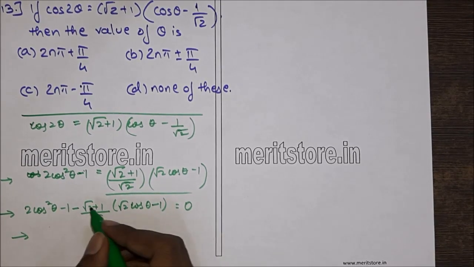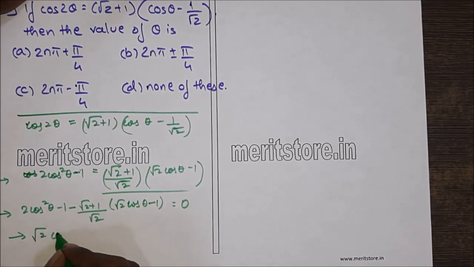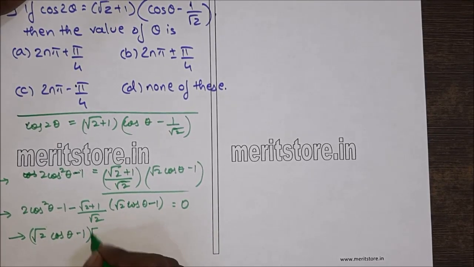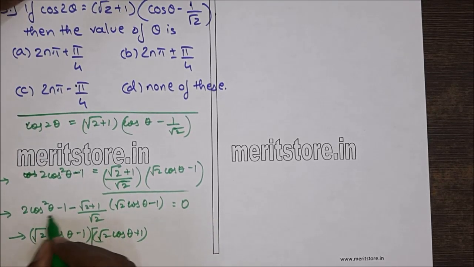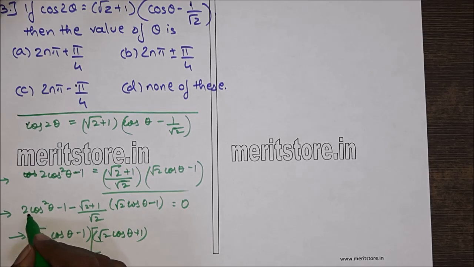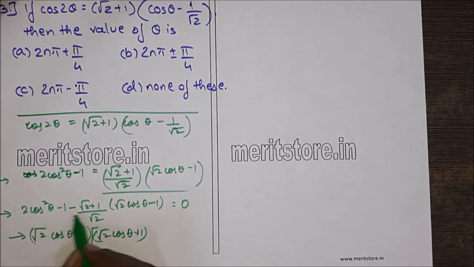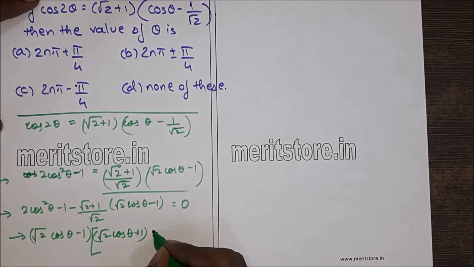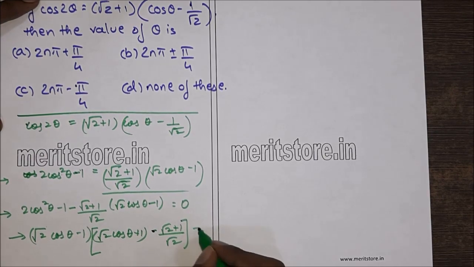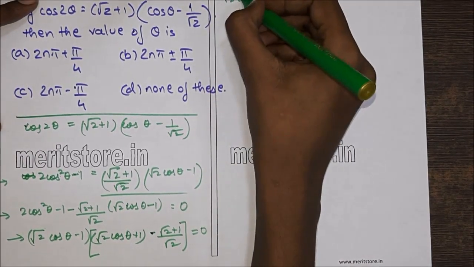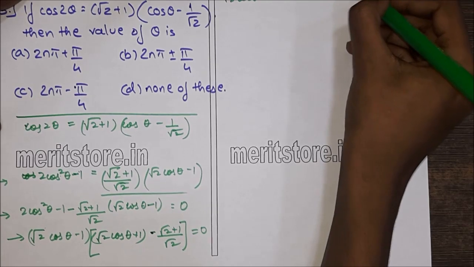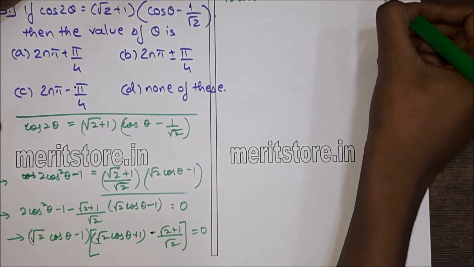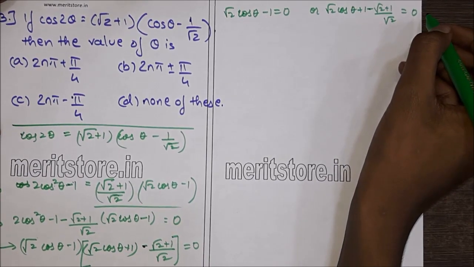Now here we take root 2 cos theta minus 1 common. We are left with root 2 cos theta plus 1. Since this is in the form of a square minus b square, this can be written as root 2 cos theta minus 1 and root 2 cos theta plus 1. So this minus root 2 plus 1 upon root 2 is equal to 0. So either root 2 cos theta minus 1 is equal to 0, or root 2 cos theta plus 1 minus root 2 plus 1 by root 2 is equal to 0.